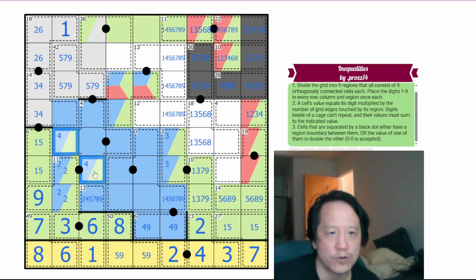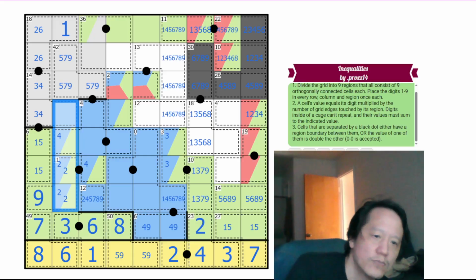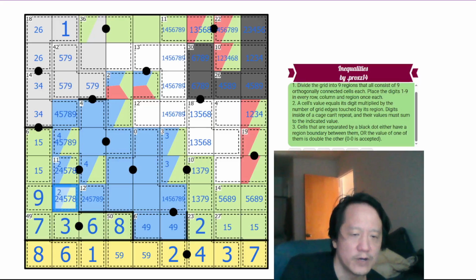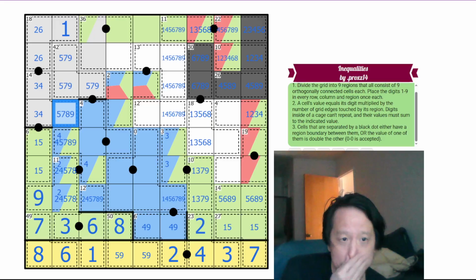We know there's a 4 in one of these. Remaining digits in column 2. We have 1, 2, 3, 6 accounted for. We could have 4, 5, 7, 8, and 9. No 9 here, obviously, because we have 9 in the cage. This can't be 4 because of the 3, 4 pair in the cage.